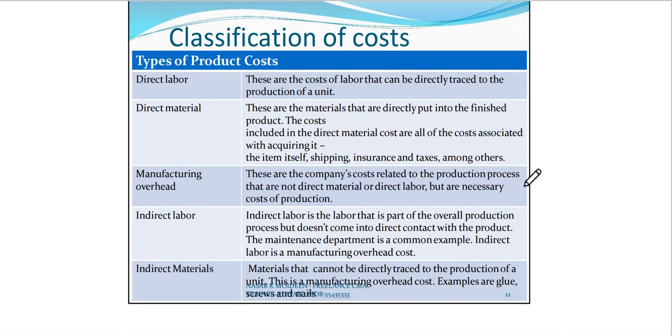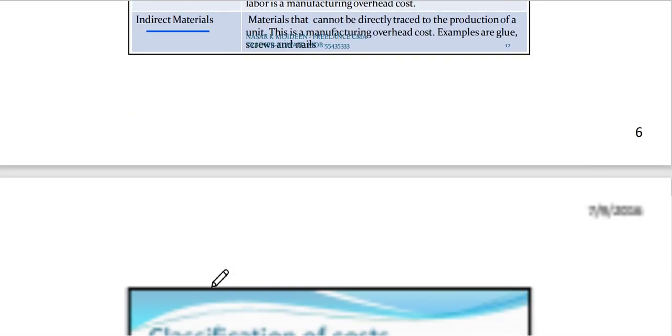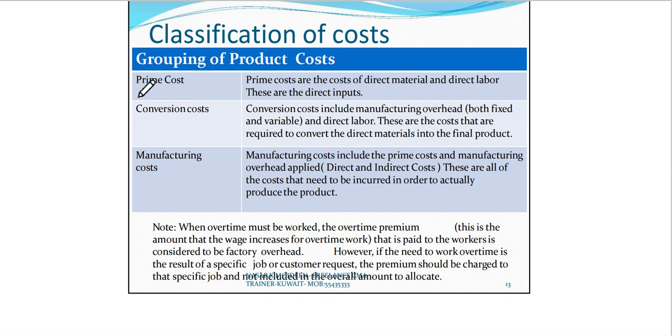So this slide is discussing a summary of what we discussed till now. What is direct labor? You can just read it. Direct material, manufacturing overhead, indirect labor, indirect material, all this we discussed already. And also we discussed what is prime cost, what is conversion cost, and what is total manufacturing cost. Now we have a small note here.